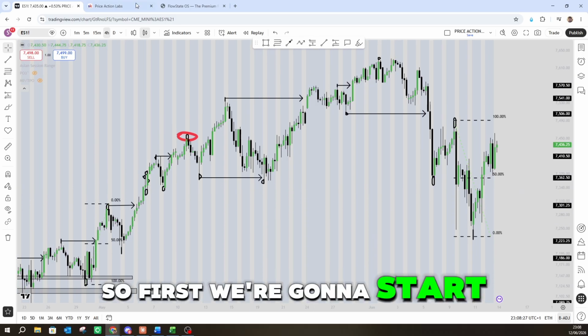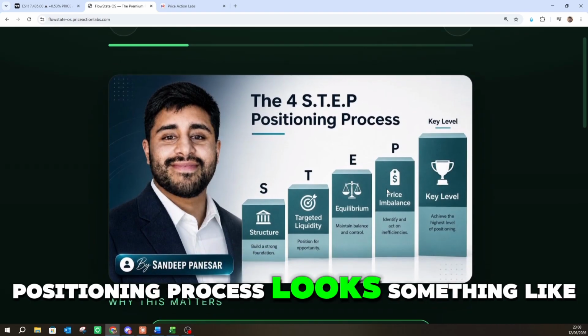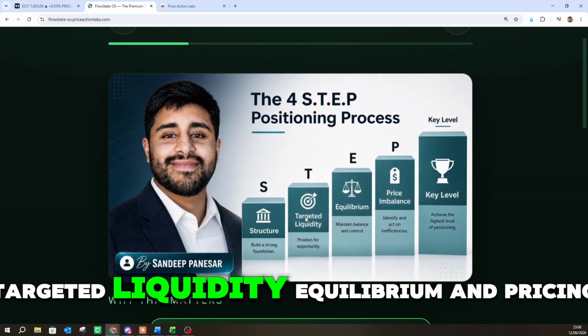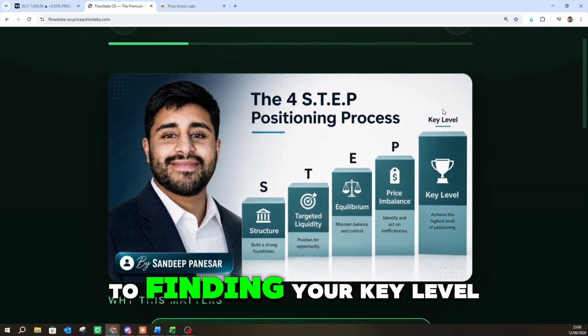So first, we're going to start off with the 4-step positioning process, right? So the 4-step positioning process looks something like this. You want to use market structure, targeted liquidity, equilibrium, and price imbalance, right? These are the 4 steps to finding your key level.